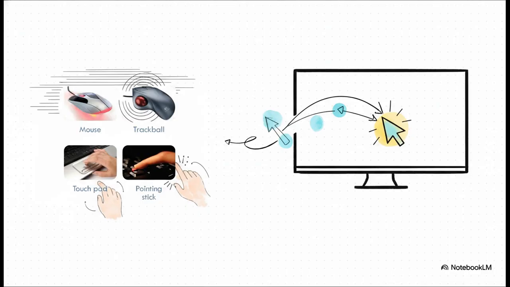The classic mouse just translates your hand's movement across the desk. A trackball kind of flips that on its head. You move the ball and the device stays put. A touchpad, well, it reads the slide of your finger. And that little pointing stick is like a tiny, pressure-sensitive joystick. All different ways to say the same thing.